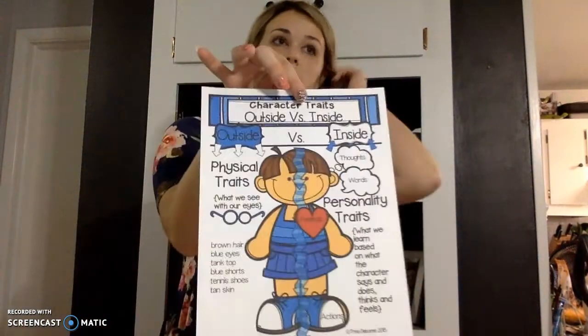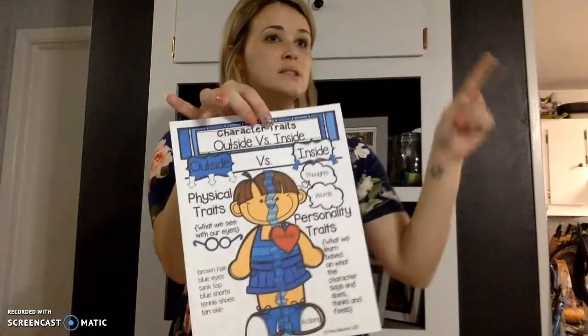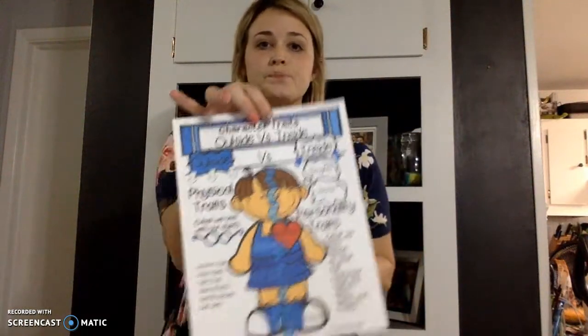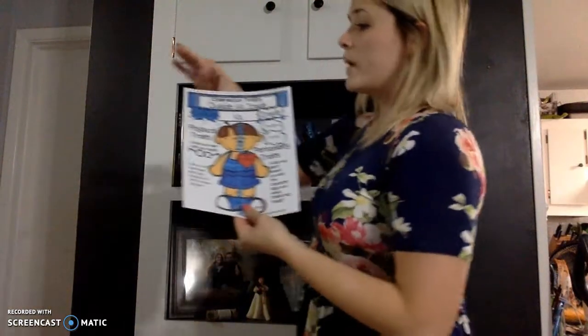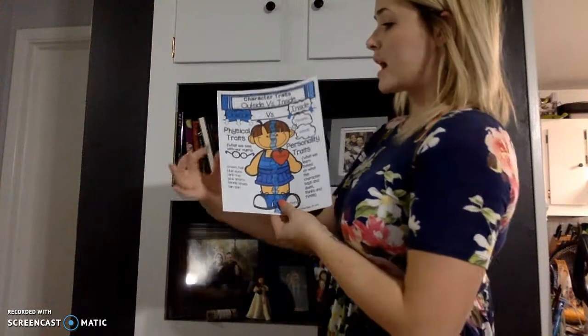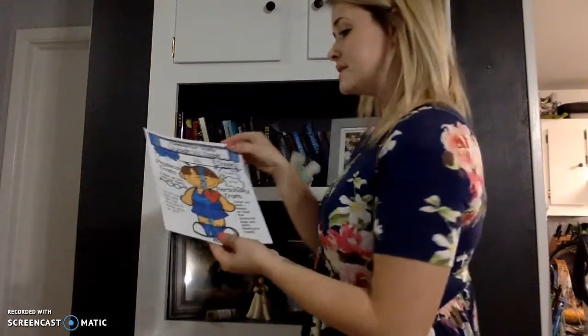Now, we have different character traits. Now, you also have this at your desk with your table partner. That way you can see it as well. So we have a few different things. We have our outside traits, which is kind of what we look like. So we would say Mrs. Squires has blonde hair. That's one of my outside character traits.